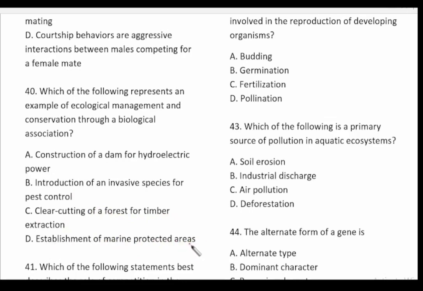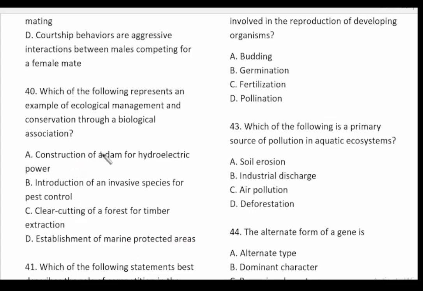Now, looking at this particular question here, since we are talking about the ability to carry on or to preserve a particular commodity or material for future purposes or future references, the answer is option D, establishment of marine protected areas. When we protect the marines, we actually give survival chances to the marine lives. So that is the answer.